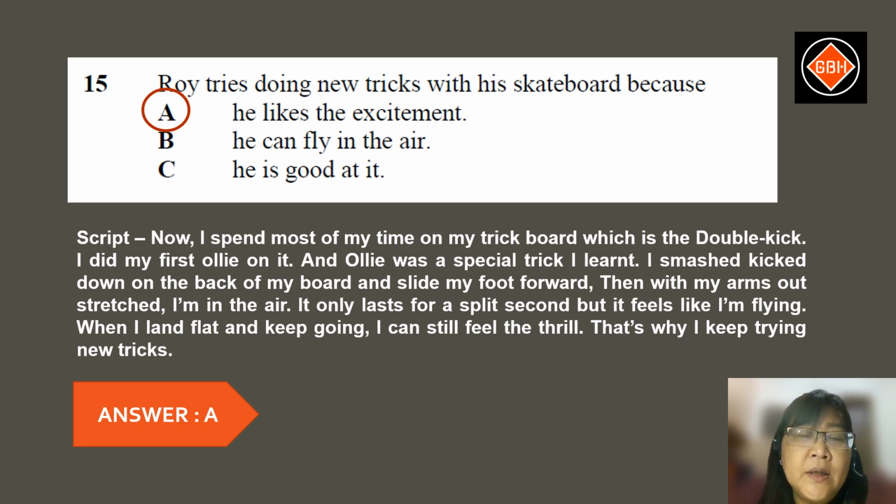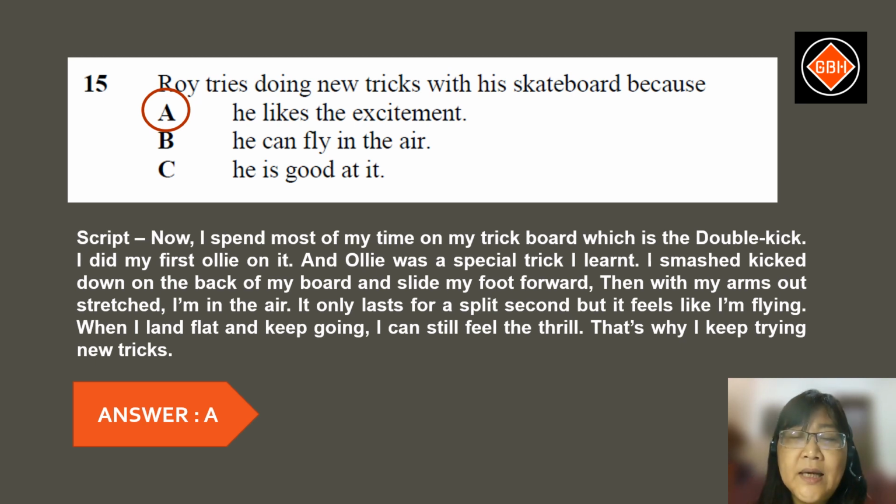Okay, in the audio. Now I spend most of my time on my trick board, which is the double kick. I did my first ollie on it. So you'll be thinking, what is an ollie? Okay, an ollie was a special trick I learned. I smash kick down on the back of my board and slide my foot forward. Then with my arms outstretched, I'm in the air. It only lasts a split second, but it feels like I'm flying. So many of you will think that the answer is Roy tries doing new tricks on his skateboard because he can fly in the air.